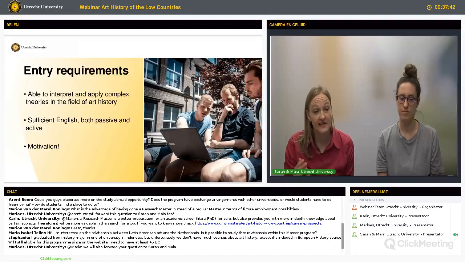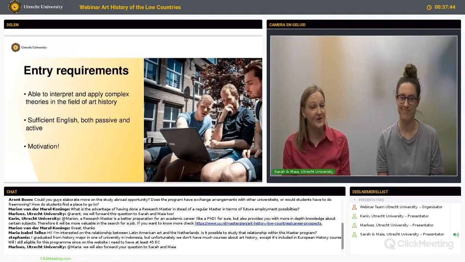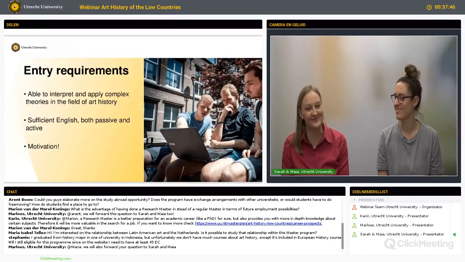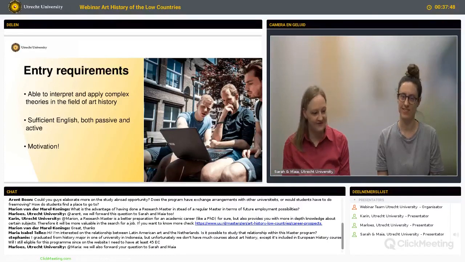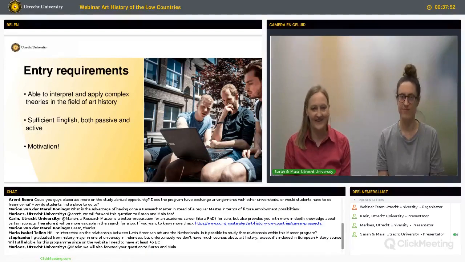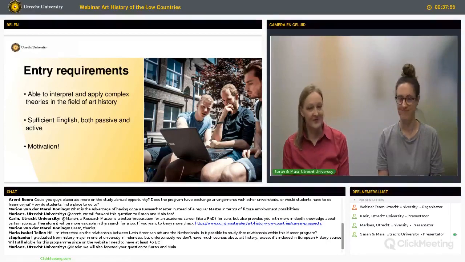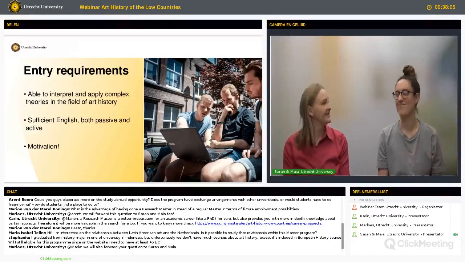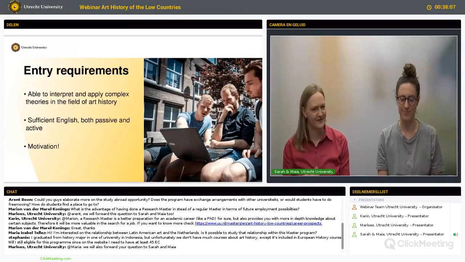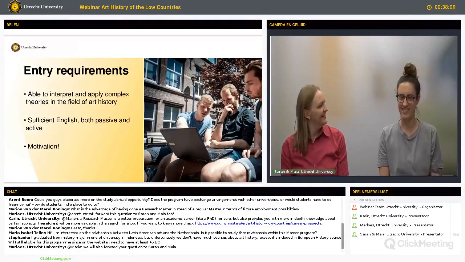So our last requirement is motivation. So you should really be excited about studying art history and using that in your career. I think this is not a program where we're going to hold your hand and be like, okay, now do this and do this and do this. Like, you really have to kind of find the fire within. Indeed.